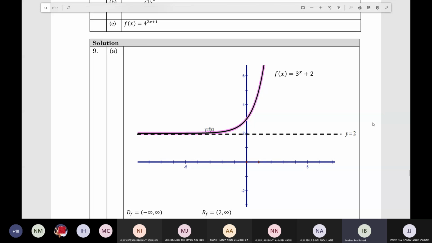Horizontal asymptote here equals to the 2. And the y-intercept of the function here equals to the 3. Yeah. And the shape of the exponential jadi macam ini. Yeah. Domain, you'll check all the real numbers. Range of the function start at the horizontal 2 to the positive infinity. Okay.